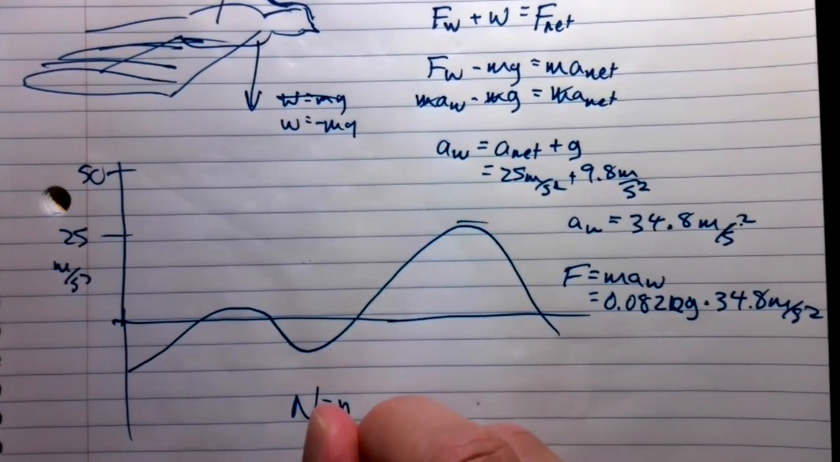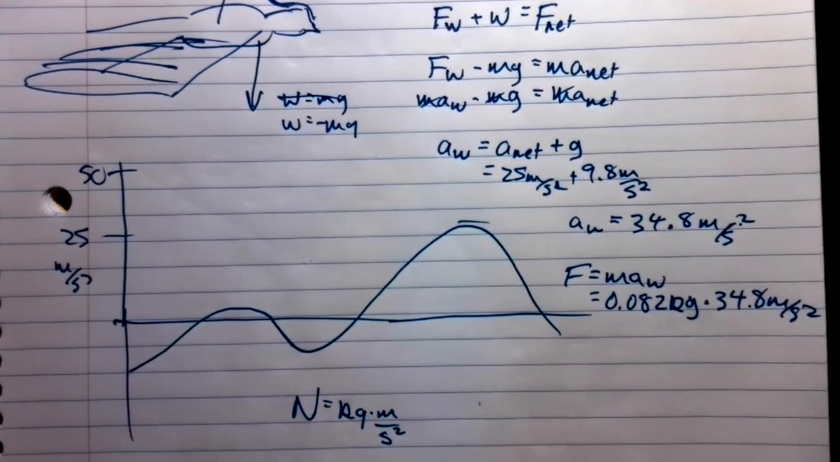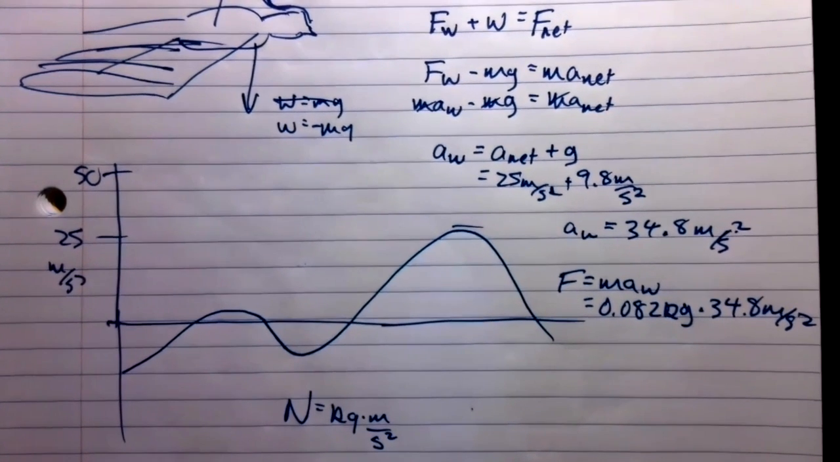Newton is equal to kilogram times meter per second squared. That's the units of force. You're gonna have to go with significant digits on that. Don't forget that in your final answer. Significant digits. They are significant.